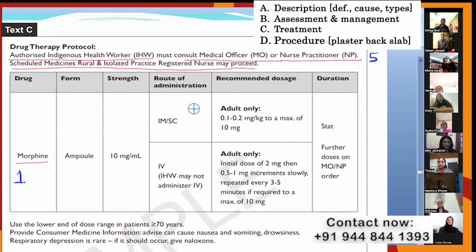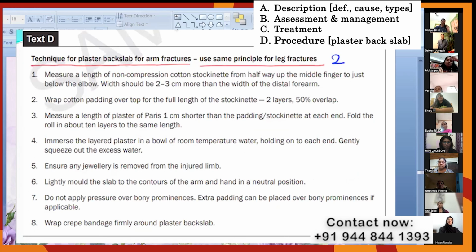Then move to text D, that is the plaster black slab procedure. Then all the things, steps 1 to 8, are written related to this procedure. So we have to write the heading like this, procedure or something, whatever like that. We have to make the heading.